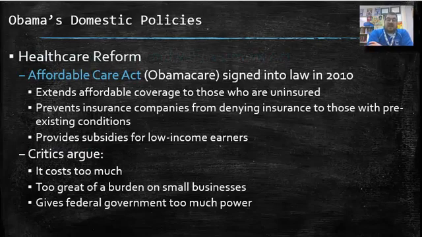Another major domestic policy for Obama is the Affordable Care Act, also known as Obamacare. It was signed into law in 2010. It basically extends affordable health care coverage to those who are uninsured, and it requires that people have health insurance or they have to pay a penalty. It puts a lot of restrictions on insurance companies. For one, they cannot deny insurance to those with pre-existing conditions like they could before. And it provides subsidies for low-income earners, meaning they're going to help people below the poverty line get affordable health care coverage.